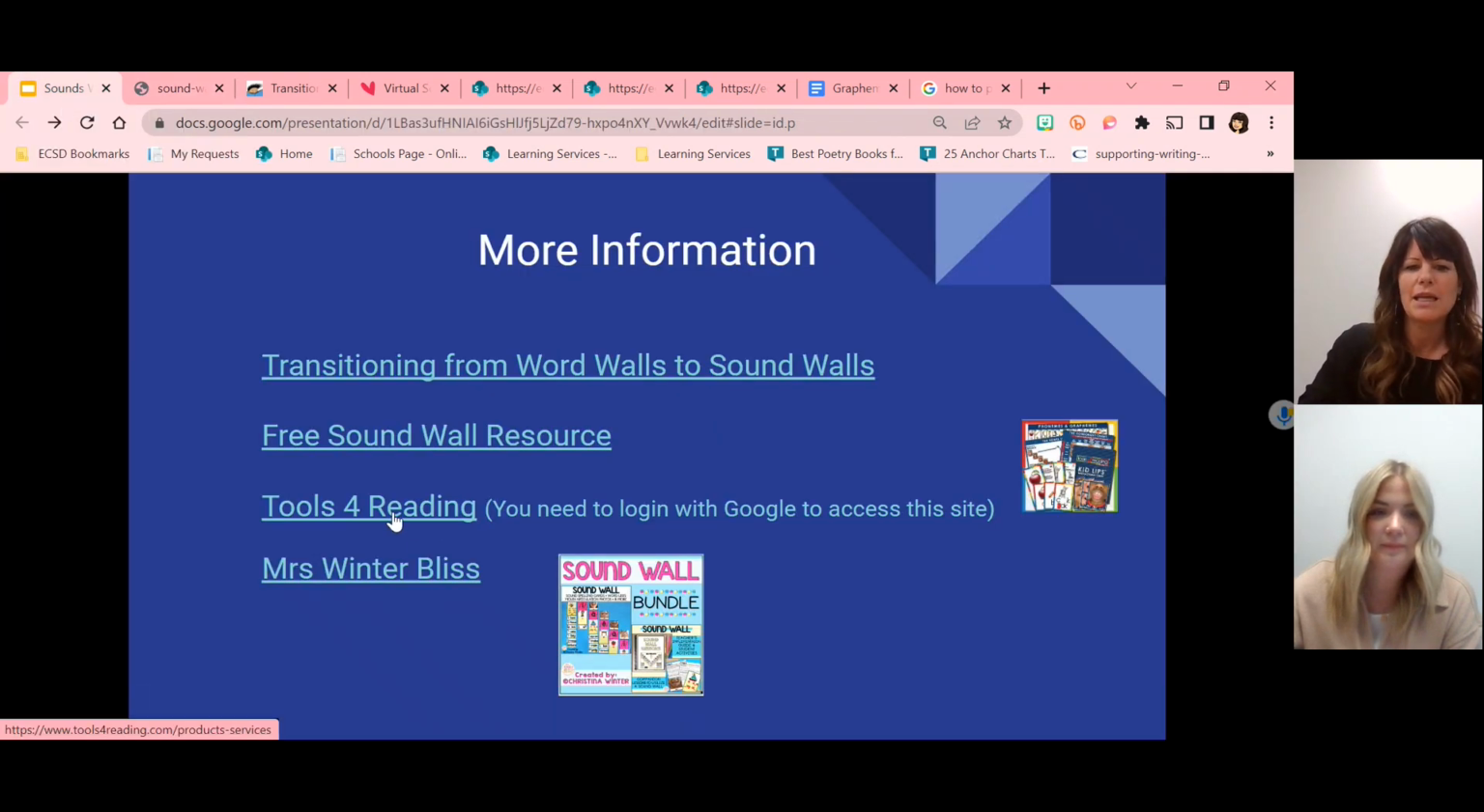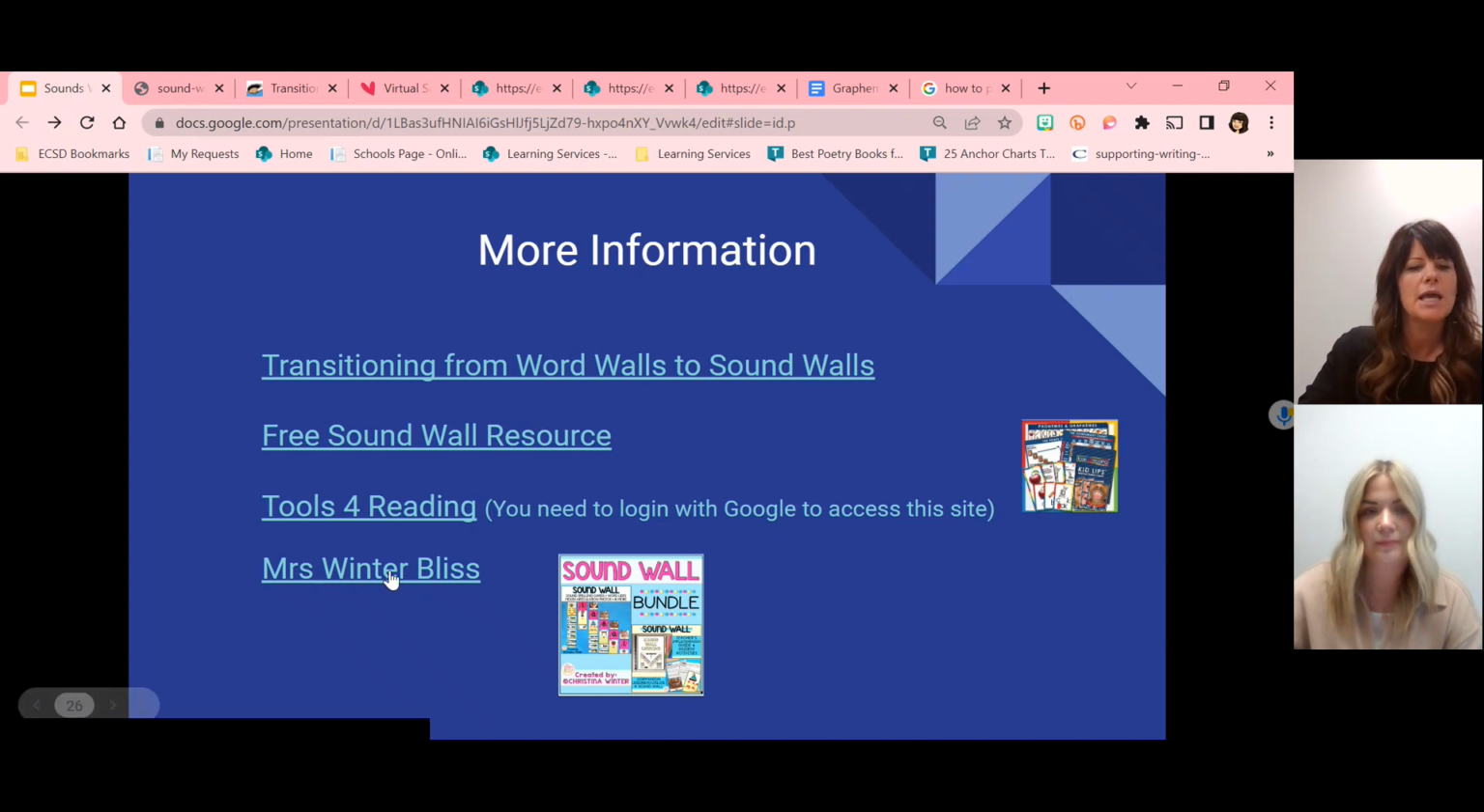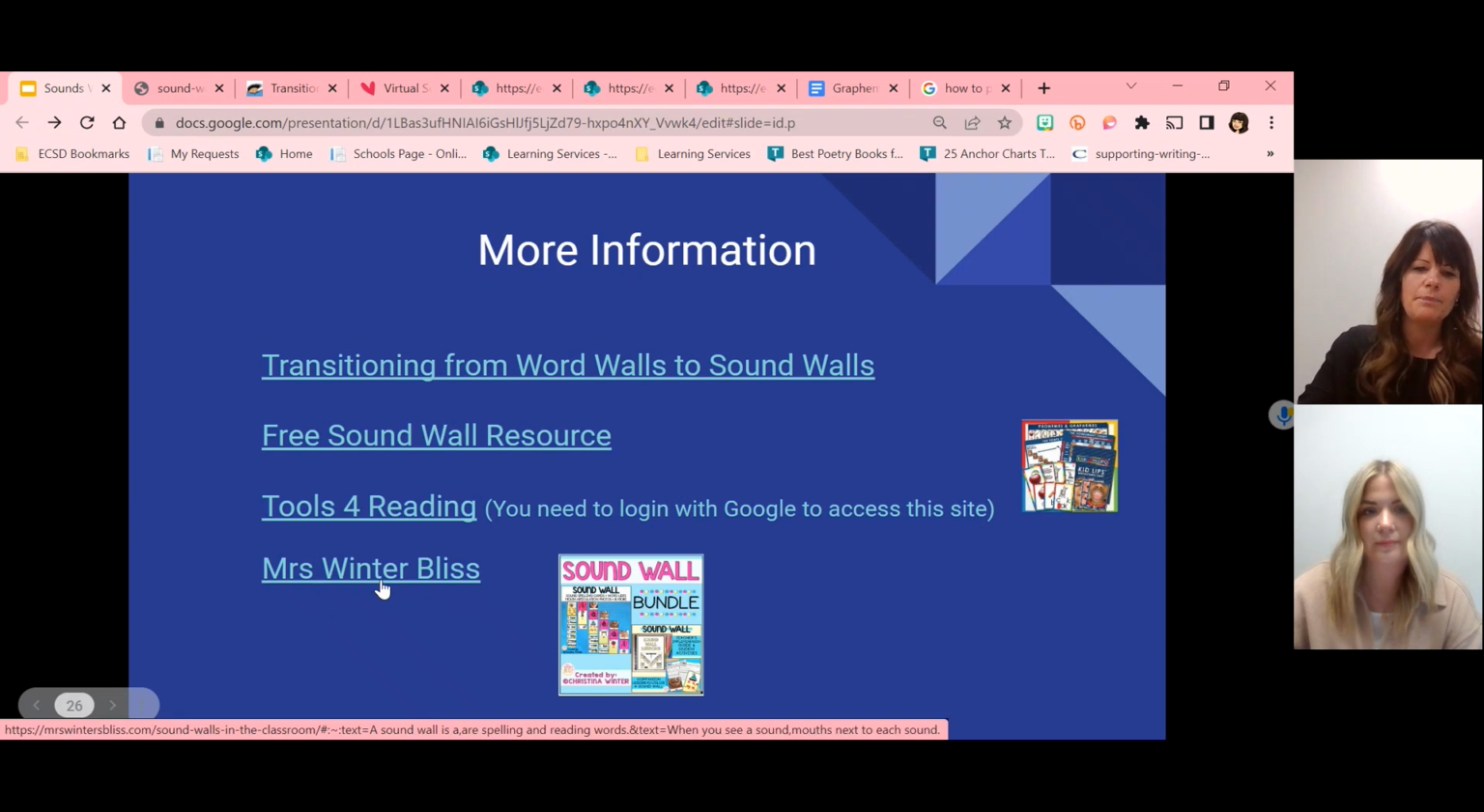And then Tools for Reading is another site that I've gone to purchase sound walls. These ones are expensive. They're a couple of hundreds of dollars, but they're very comprehensive. They have beautiful visuals. You just need to log in to get into Tools for Reading, and it's under Teacher Resources. If you need help going on there, let me know, but go on there through Google and you can see their resource. And then what we ordered to give out at our summit was from Mrs. Winter's Bliss. She has a bundle, and I ordered the Soundwall bundle, so it has all the things you need for your board. And then I also ordered the lessons for teachers that came to the summit.